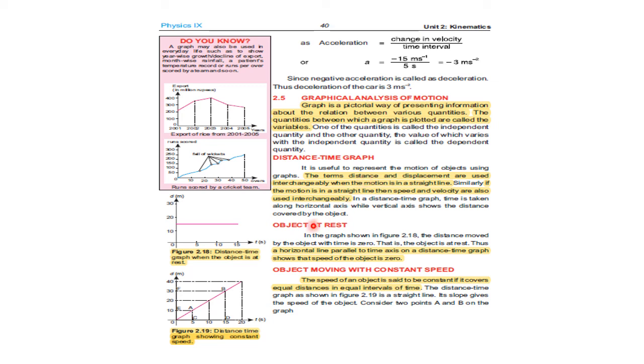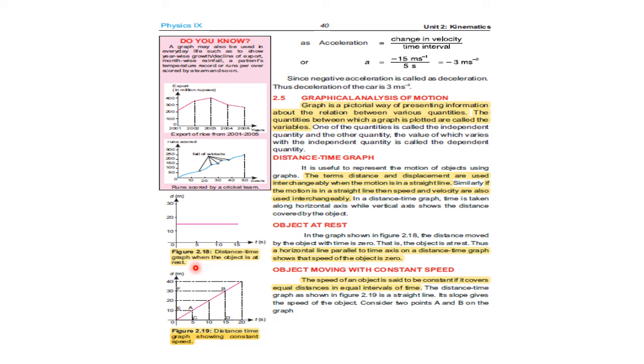Now come to the next topic, object at rest. Third line: a horizontal line parallel to the time axis on a distance time graph shows that the speed of the object is 0. Also mark the figure 2.18 and its caption, distance time graph when the object is at rest.